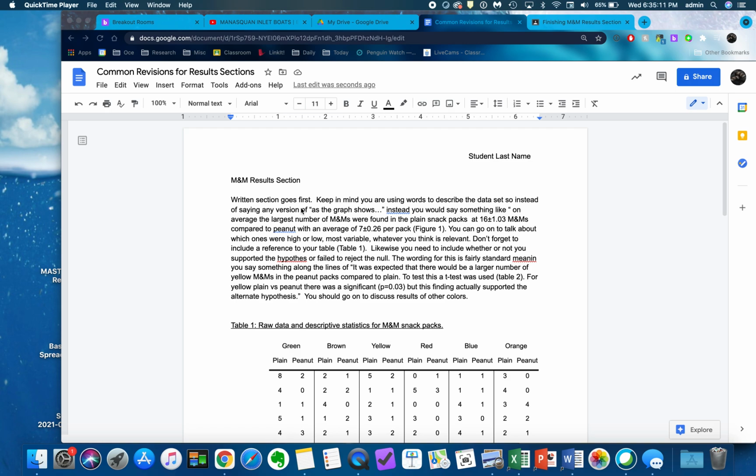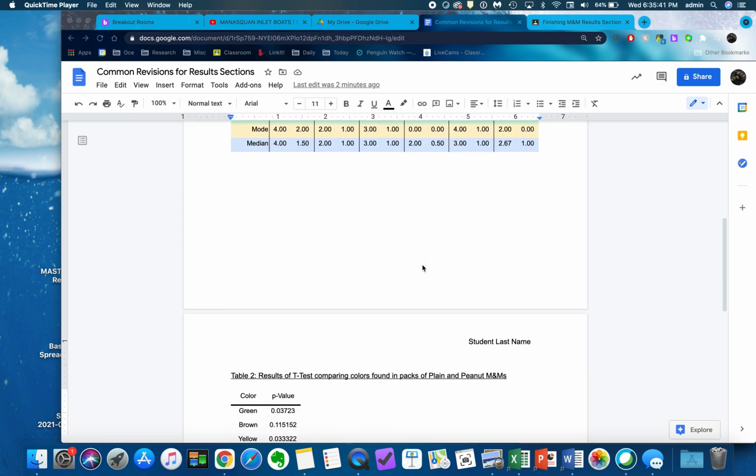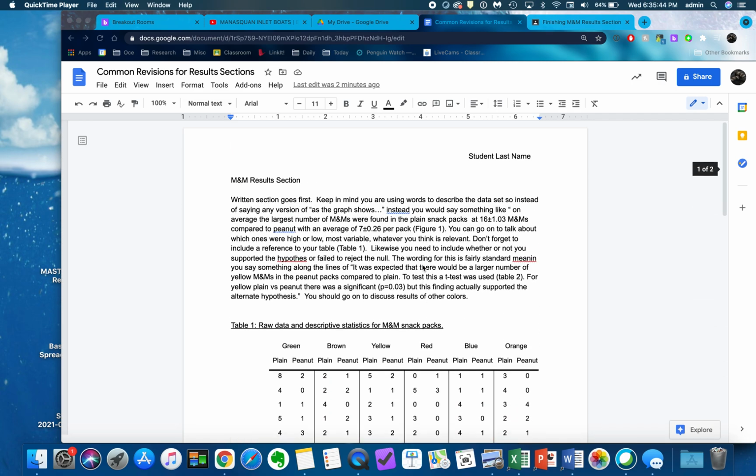You are going to be talking about the data. You're going to describe the data in words and then reference the images and tables that support that. A lot of you say some version of "as the graph shows" or "as can be seen clearly in the graph." Try to leave words like "clearly seen" out. Just state what they should see and then reference it. So in here, don't say "as the graph shows." You'd say something like, on average, the largest number of M&Ms were found in the plain snack packs, and then peanut. And at the end of this, I reference figure 1, which, by the way, is down here, so you can direct them where they can see the trend.